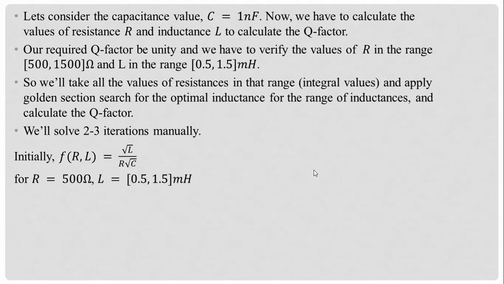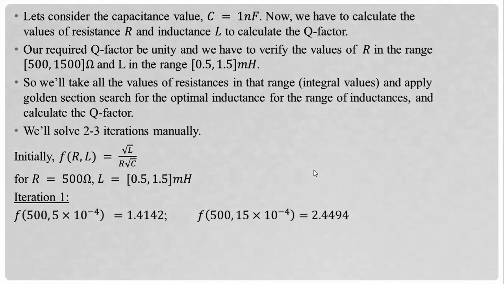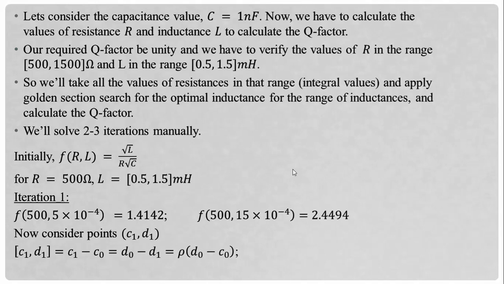If R equals 500 and L equals the given range, f of 500 comma 0.5 millihenry, that is, when R equals 500 and L equals 0.5 millihenry, we'll get the Q factor as 1.414. And for the opposite end of the interval, f of 500 comma B naught, we'll get 2.414. Here we are again considering points C1 and D1 in the range of inductances. C0 is nothing but 0.5 millihenry and D0 is nothing but 1.5 millihenry.